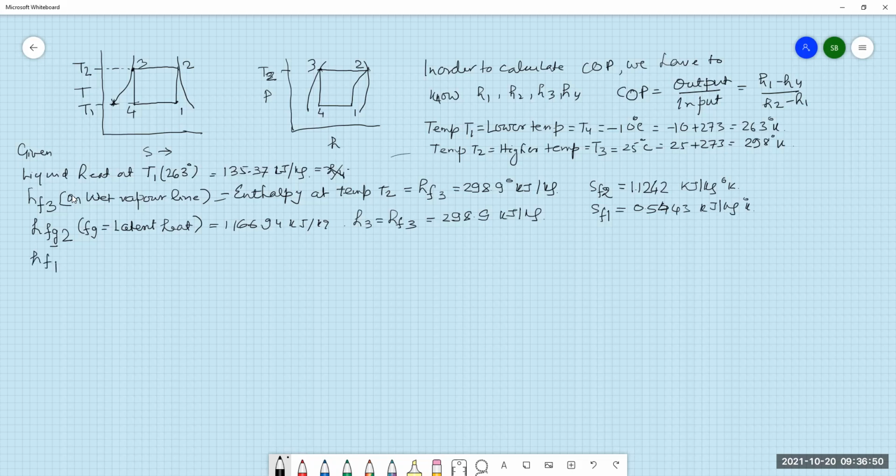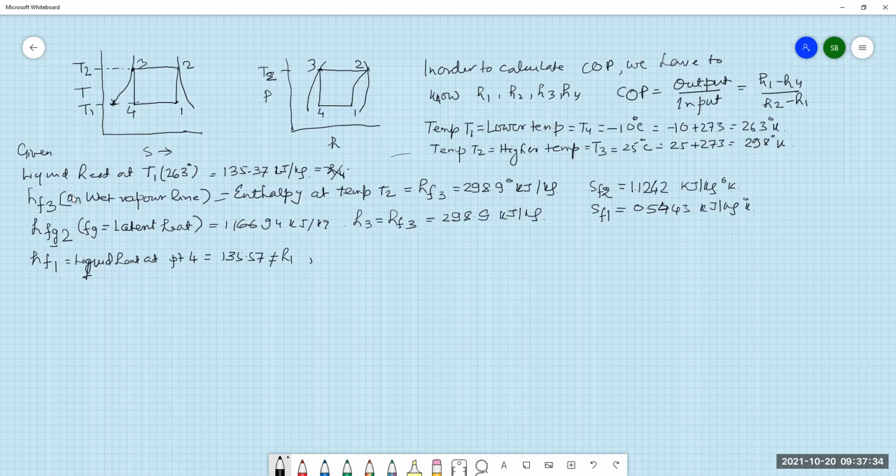HF1 is also given. There is a liquid heat at 0.4, which is given as 135.57. But this is not equal to H1. H1 is on the fluid line, somewhere here. But it is not required at this moment, because we need H1 to know our factor of safety.